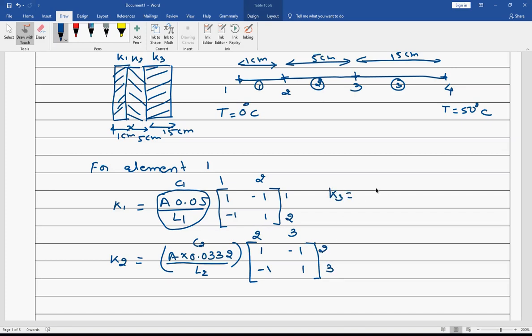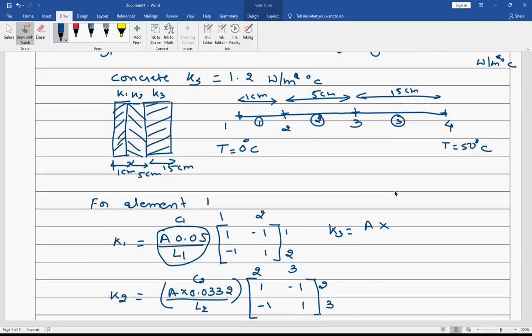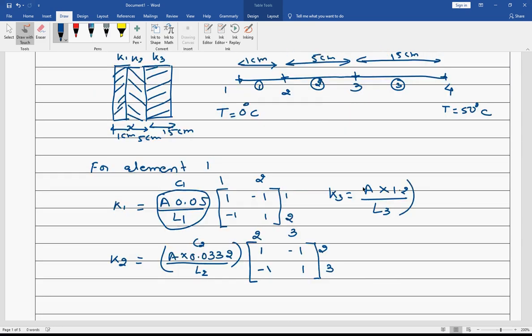Similarly, I get K3 equal to A into the conductivity of third, which is 1.2. So 1.2 divided by length of element 3, and I can call this as a C3, and this will be 1 minus 1 minus 1 1, and from the connectivity table I can say this is 3 4 3 4.